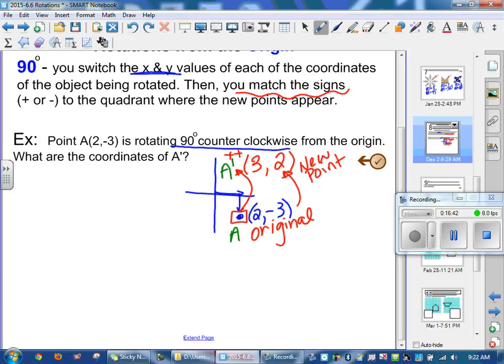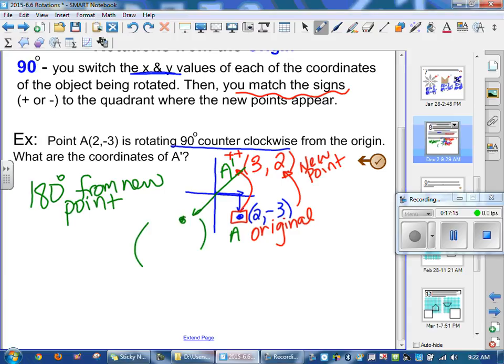What if I said, move this guy now 180 degrees, move the new one 180 degrees? Well, if it's counterclockwise or clockwise, it doesn't matter because you're going to end up in the same spot anyways. So if it says move 180, you're going directly across, okay, from the new point. So 180 from the new point. Okay, so I know I'm down in here. What do you think my numbers are? The 180 mapping rule. We haven't learned that yet, but what do you think it's going to do?